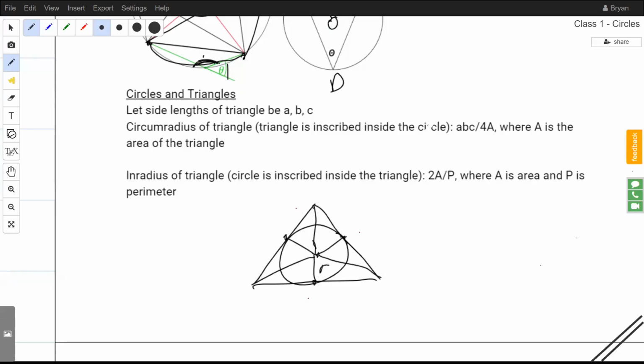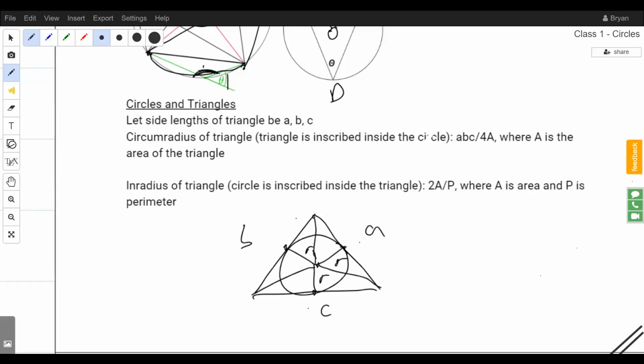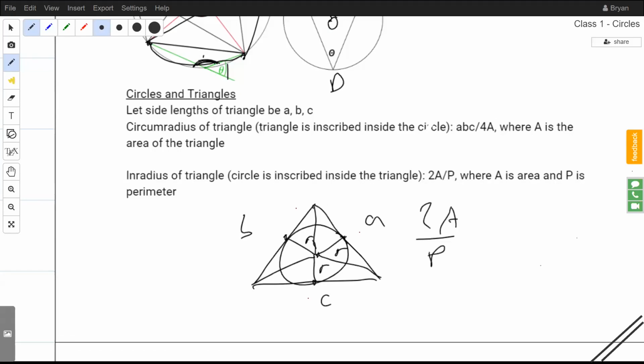And then if we let this be R, and R, and the perimeter is just the sum of the 3 side lengths, A, B, and C. What this 2 times the area over the perimeter is basically saying is that if we just cross multiply here, we have twice the area is equal to the radius times the perimeter. And this is equal to the radius times A plus the radius times B plus the radius times C. And we know that the radius times A is just twice the area of this triangle because base times height is twice the area of a triangle.